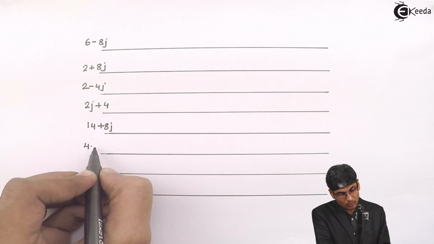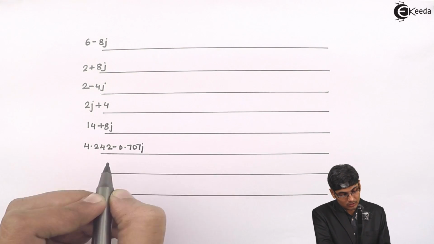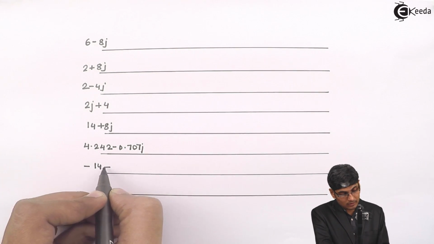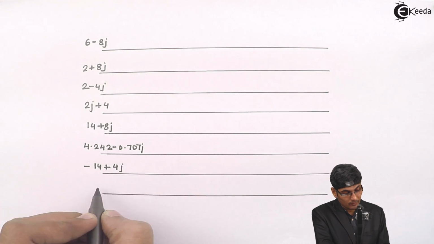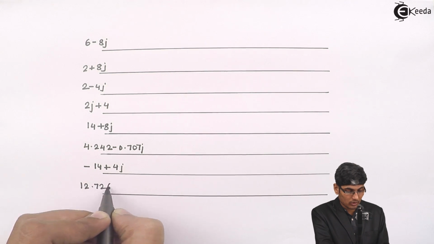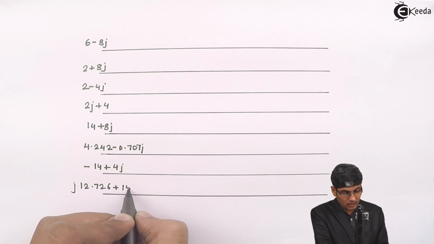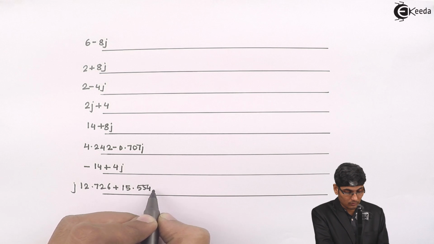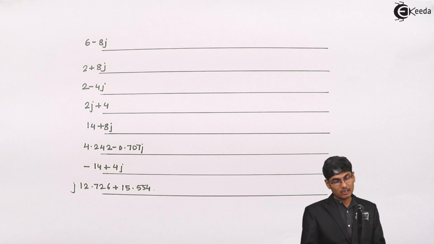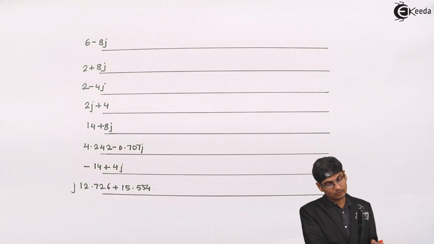Then we have 4.242 minus 0.707j. Then we have minus 14 plus 4j, and lastly we have 12.726 plus this is j plus 15.554. Okay, so this is the output of the second stage, which is I'm getting at the last stage as an input. Let us draw the crisscross for this stage.